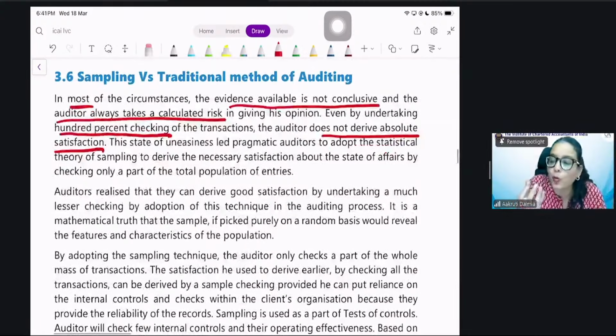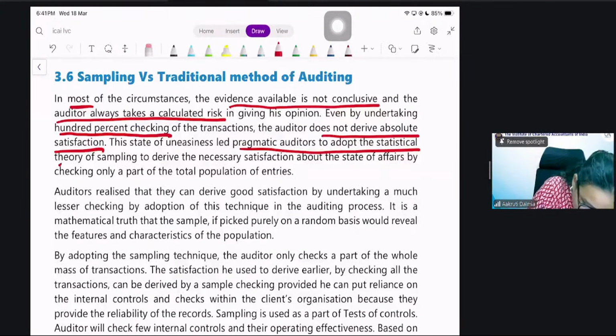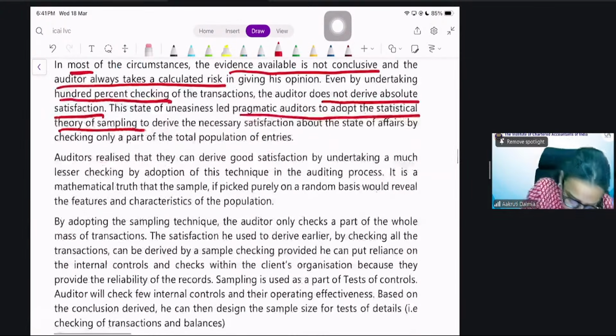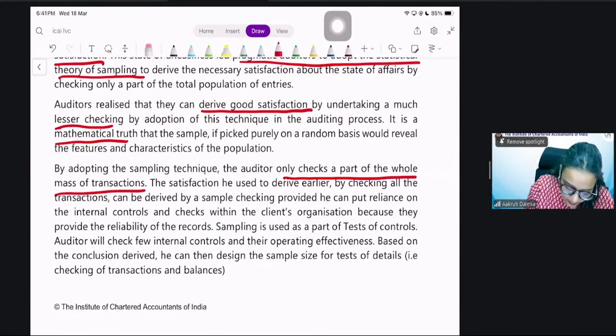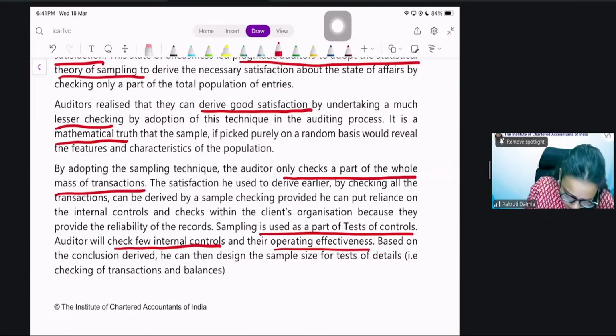Do you remember I told you a word, pragmatic auditors? Okay, same thing. Pragmatic auditors adopted theory of sampling. Okay, so they started doing sampling. It can give good satisfaction by undertaking a much lesser checking. It is a mathematical truth. By adopting sampling, auditor only checks a part of the whole mass of transactions, and sampling is used as a part of test of control. Auditor will check few controls and check their effectiveness.